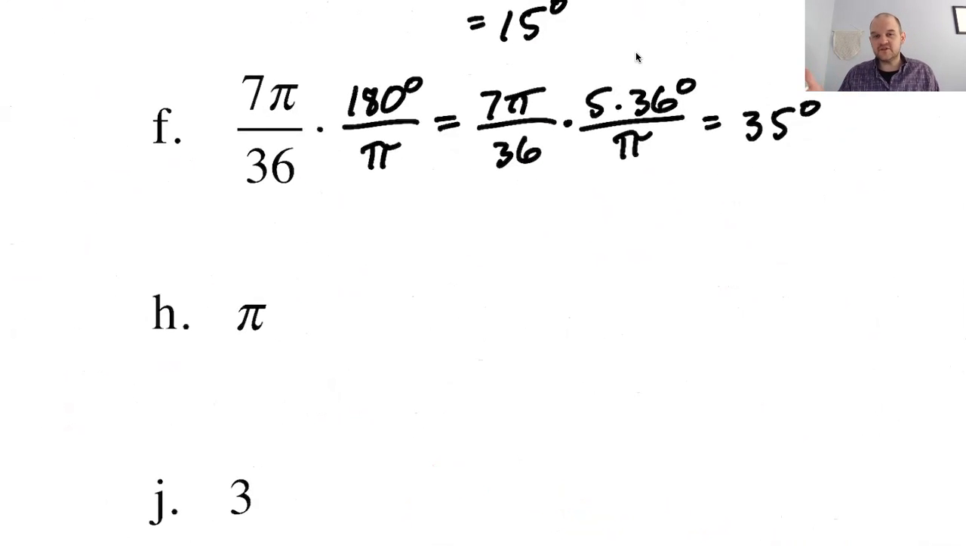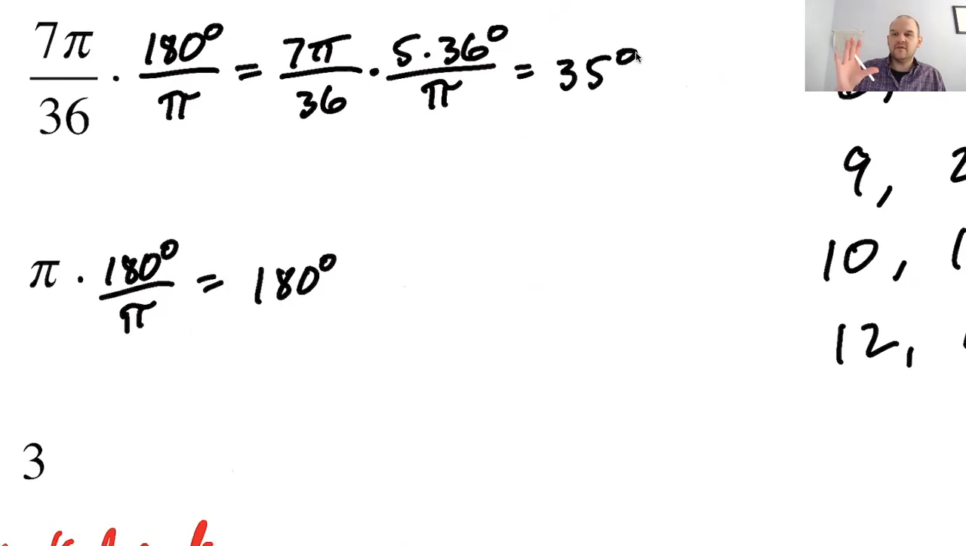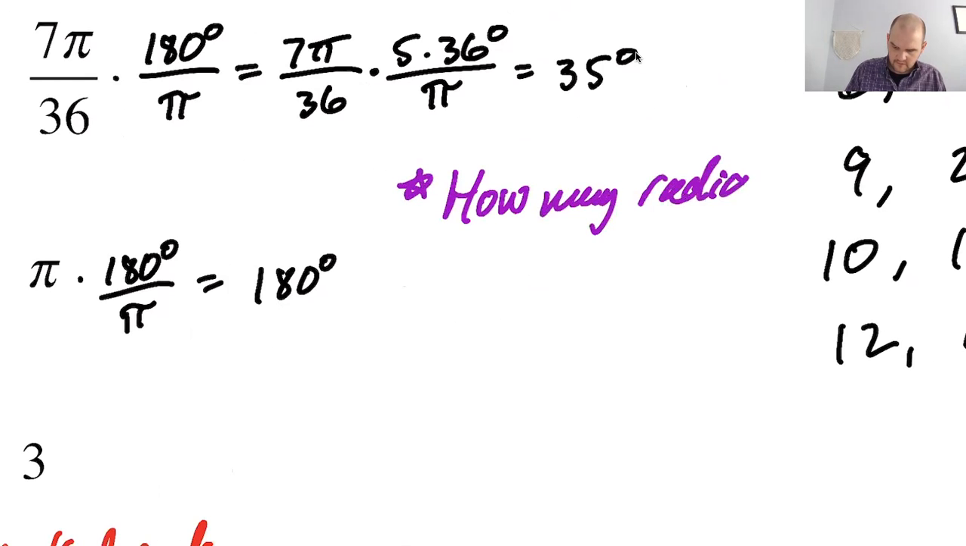The next one's really interesting to me because it's almost like what it's all based on. I need to convert this, so I'm going to multiply by 180 over pi. But that's just 180 degrees. Now, does that make sense to you? Let me ask you this. How many radians are there in a circle?